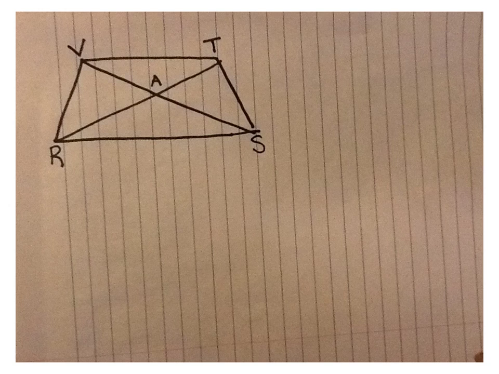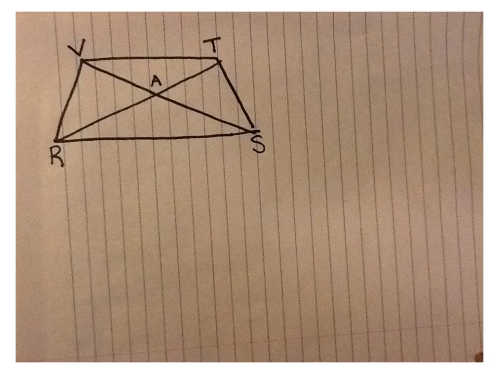We are given an isosceles trapezoid VRST. This isosceles trapezoid is bisected by line segment VS and line segment RT. We are given that VRST is an isosceles trapezoid with legs line segment VR and line segment TS. We are trying to prove that triangle ARS is isosceles.